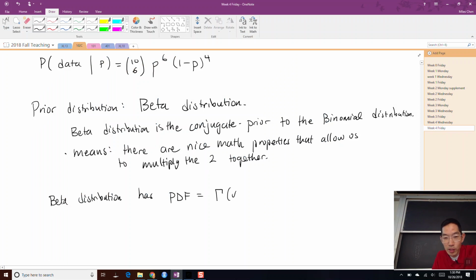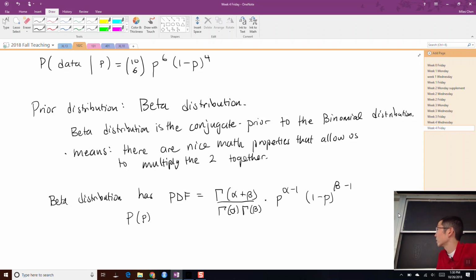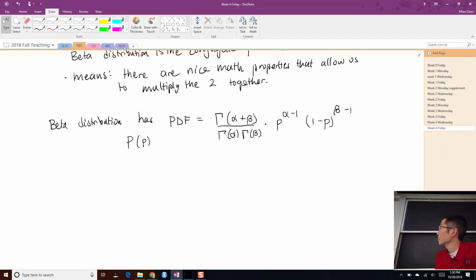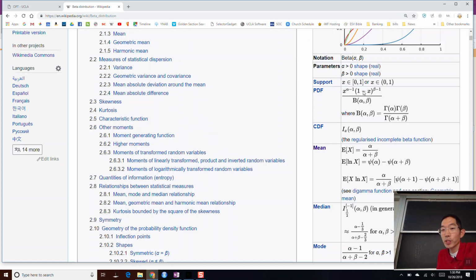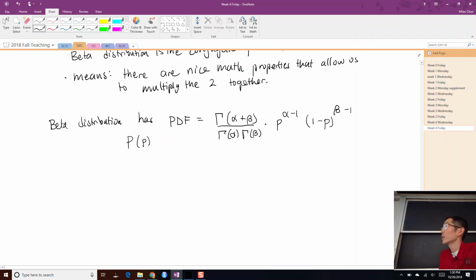So I'm going to do Γ(α+β) divided by Γ(α) times Γ(β), times the PDF of P. It's the distribution of P, so it's going to be p^(α-1) times (1-p)^(β-1). All I did was replace the x with p, and because this is in the denominator, I flipped it and put it up here. So the beta distribution has this form. Is that okay?